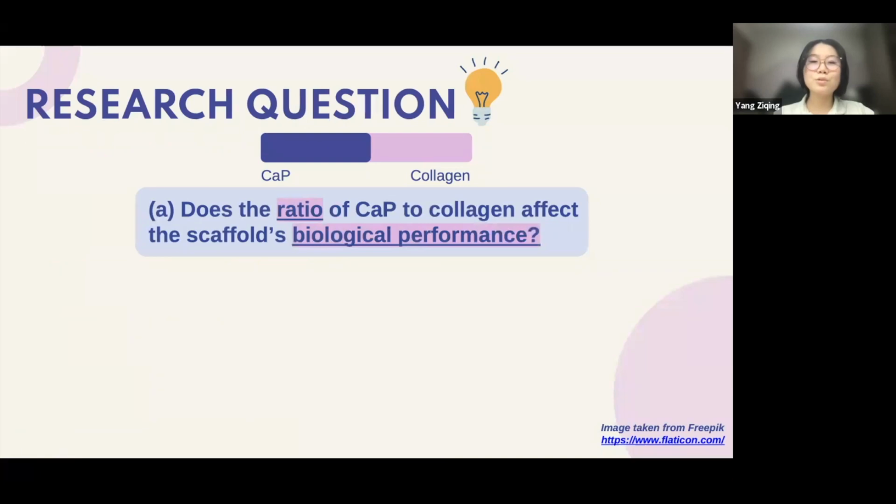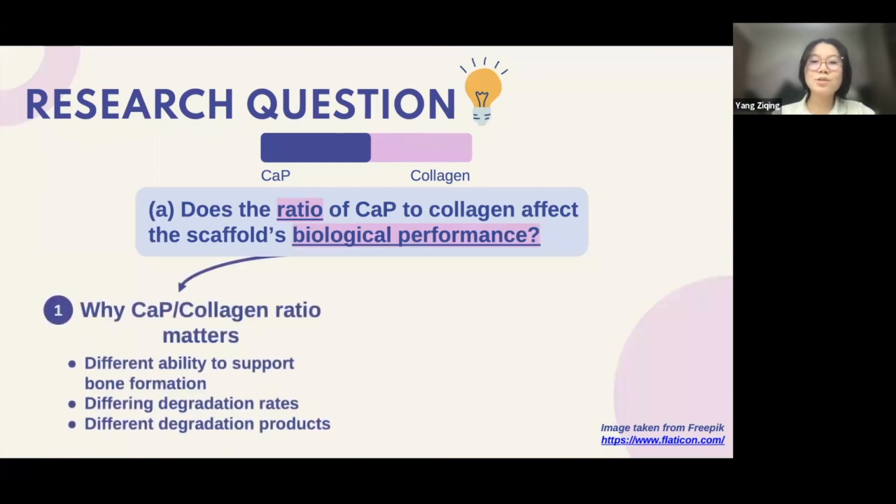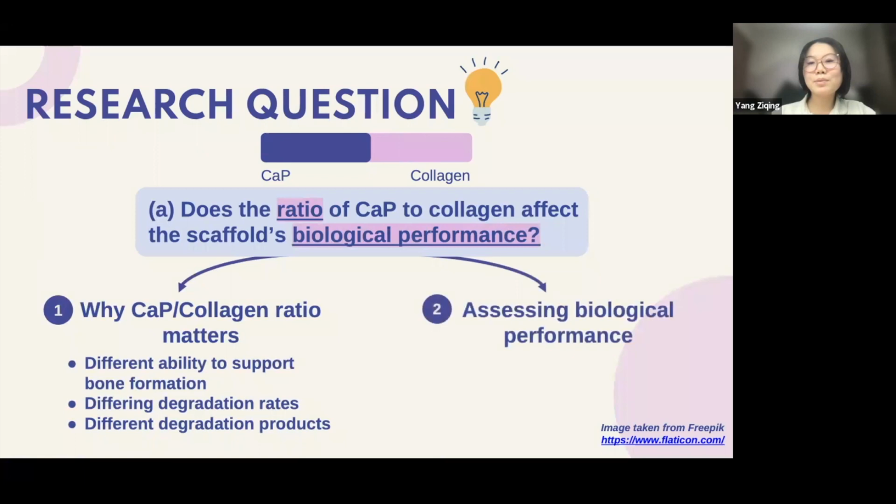Using a graft with two different components led us to first ask if the CAP to collagen ratio affects the biological performance of the graft. We questioned this since CAP and collagen have different bone formation abilities and degradation profiles. To assess biological performance, we looked at two main parameters, material resorption and bone formation.